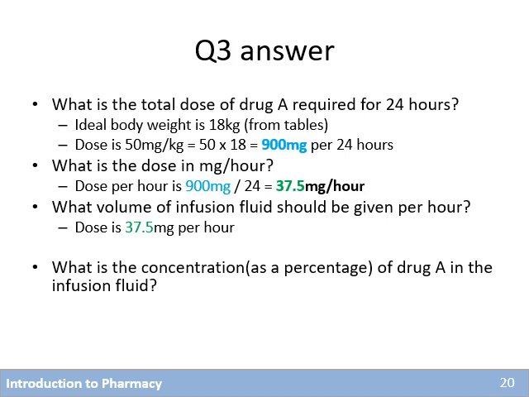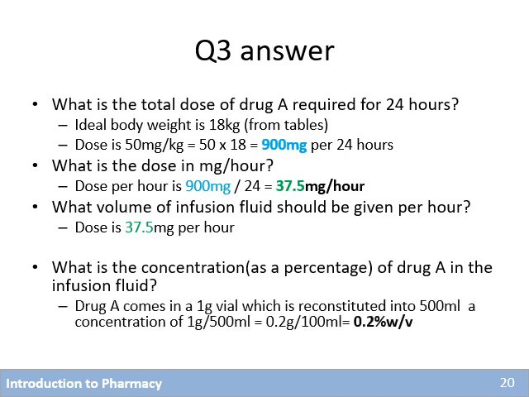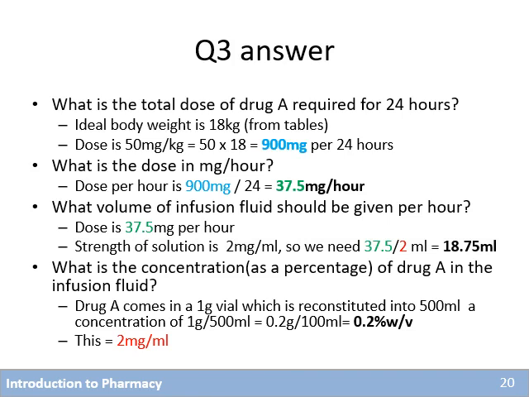We then need to work out what volume of infusion fluid. So this is where we need the strength of the infusion fluid, and it's 37.5 milligrams per hour. Strength of the solution is 2 milligrams per mil, so we need 37.5 milligrams. 37.5 divided by 2 is 18.75 mil. So the concentration in the infusion fluid is what we needed to know really to work out the previous one. So drug A is a 1 gram vial. So we've got a gram or 1,000 milligrams, and that's put into 500 mils. So we have 1,000 milligrams in 500 mils, and that is 2 milligrams in every mil. And another way of expressing that is 0.2% weight per volume.